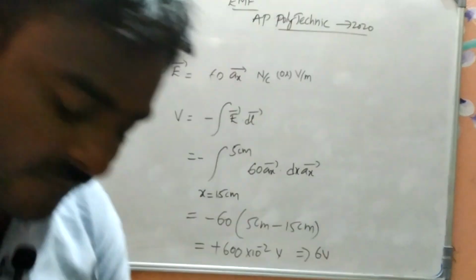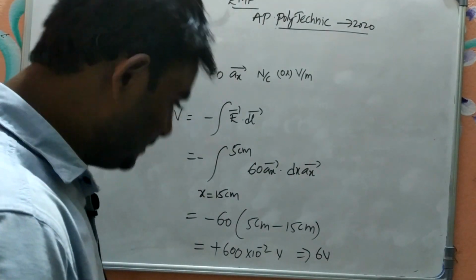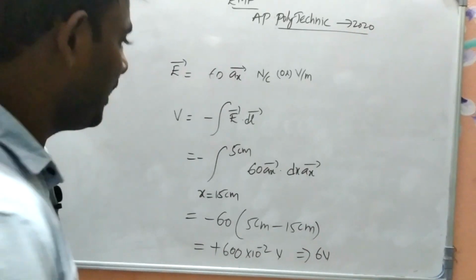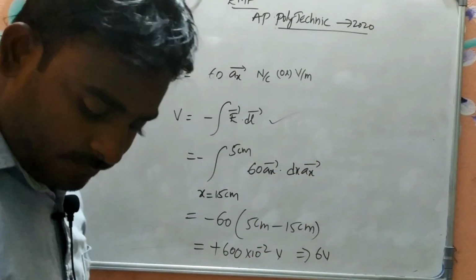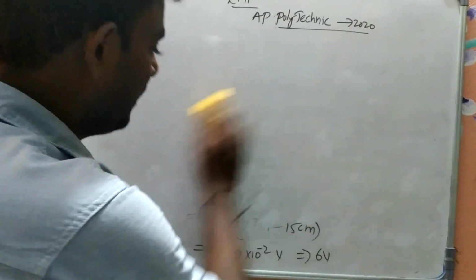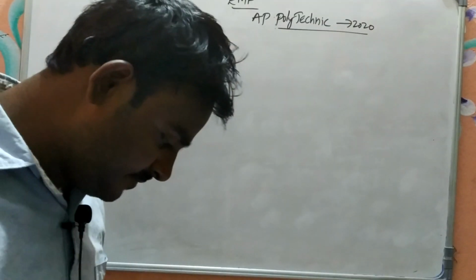So in this way you can find directly the potential difference between the 2 points by using the relation. If you know this relation, you can find it easily. This is the option, this is the answer. So in the question it is given as the second option. So 6 volts is the answer for this question.